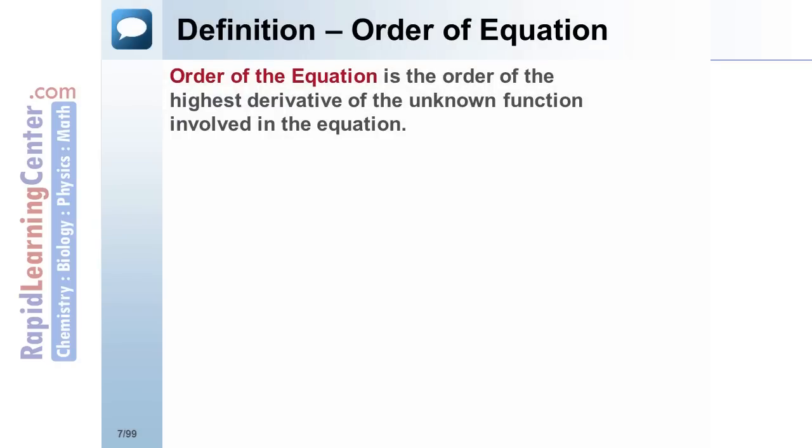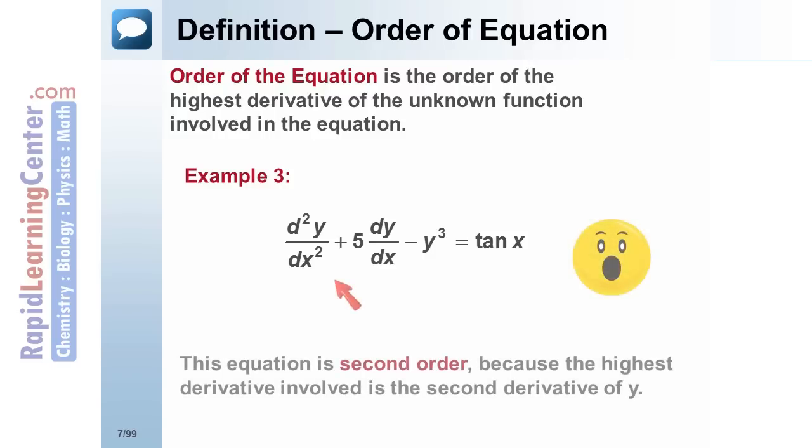Definition. The order of the equation is the order of the highest derivative of the unknown function involved in the equation. Example 3. The second derivative of y with respect to x plus 5 times dy/dx minus y cubed equals tangent of x. This equation is second order because the highest derivative involved is the second derivative of y.